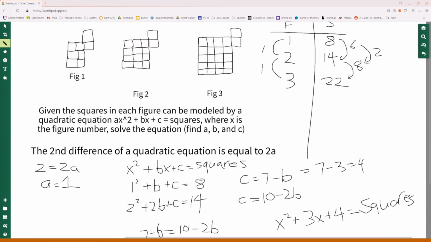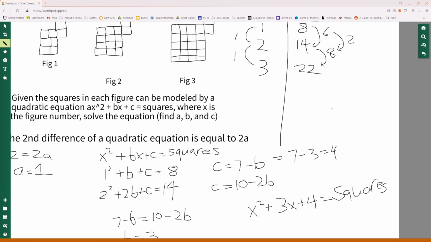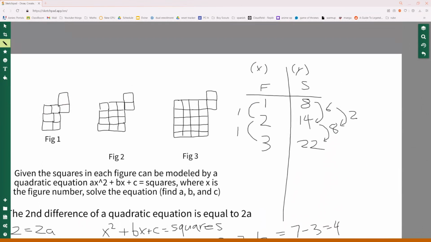So we plug in 1 squared plus 3 plus 4 is 8. So the first figure is correct. And then figure 2: wait, so the figure 2 is 2 squared, 4, plus 3 times 2 is 6, which is plus 4, which is 14, yeah. And then finally figure 3, 9 plus 9 plus 4, 18 plus 4 is 22. So it satisfies all these figures, and it will satisfy all the rest of them.